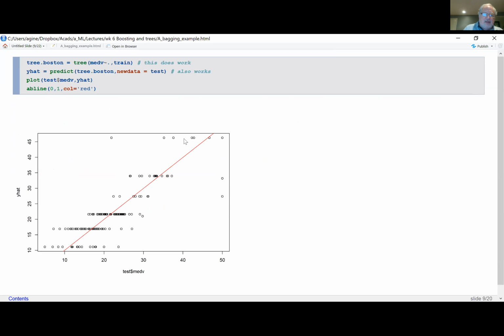Whereas the more direct thing is to just say, I want to create a tree. I want to predict the median value against all the other variables, and my data set is the data set I call train. And then the predict function works nicely. I created this object called tree.Boston, and I just say, all right, predict with the new data, which is the test data. And then I just plotted it over here. You can see it's working pretty well in the sense it's an equal number above and below.